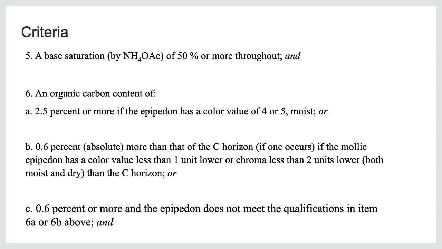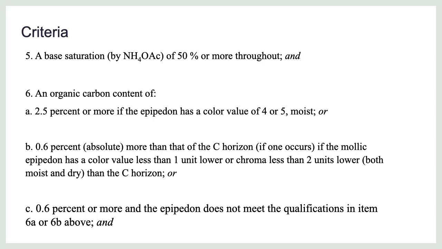What I'm saying in a very easy way to understand is that in this specific case, the mollic epipedon and the C horizon shouldn't register similar colors. If they register similar colors, the mollic epipedon should register at least 0.6% of organic carbon, okay? If the topsoil registers a very similar color to the C horizon and the organic carbon is less than 0.6%, so it's not a mollic epipedon, it's anything else, okay?